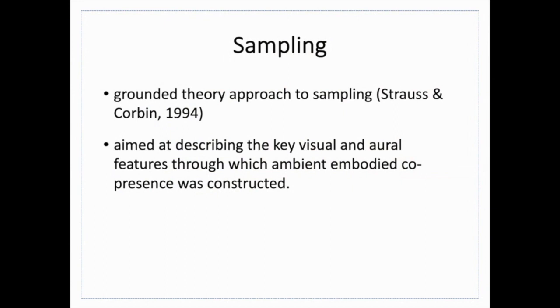So moving to the sampling strategy that I used, due to the complexity of the multimodal analysis undertaken, a grounded theory approach was used for sampling. This basically meant iteratively sampling until saturation for a particular visual or oral feature was achieved. The aim of this sampling strategy was to enable a description of these features through which ambient embodied co-presence was constructed via representation of the ambient viewer's visual or oral perspective in the videos, and through representation of their embodiment and aspects of the fictive situational context.